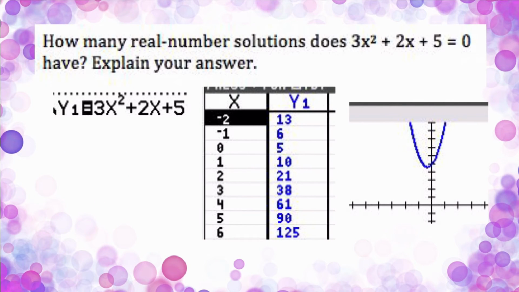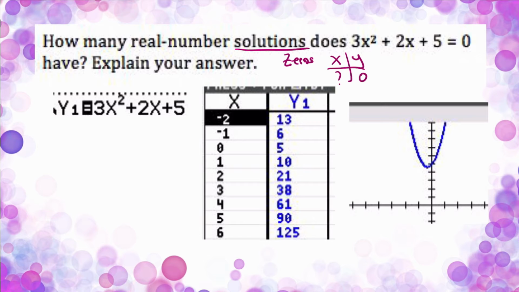This one also talks about a parabola. They want to know how many real number solutions does 3x squared plus 2x plus 5 equals 0 have? And then we have to explain our answer. So they're looking for an amount and an explanation. Now, solutions are also zeros. So it means the same thing. It's your x values when y is 0.